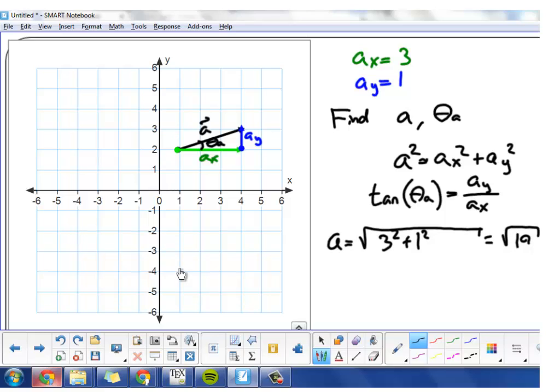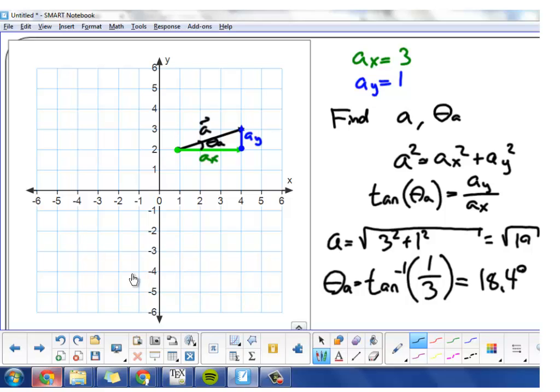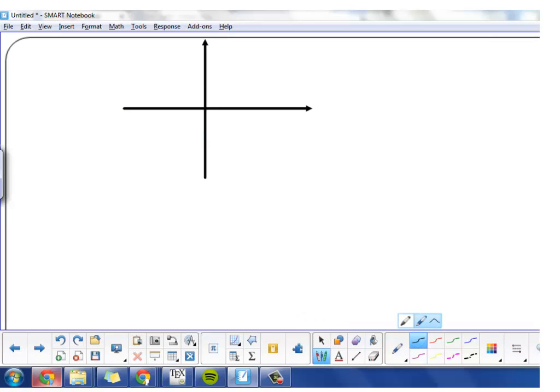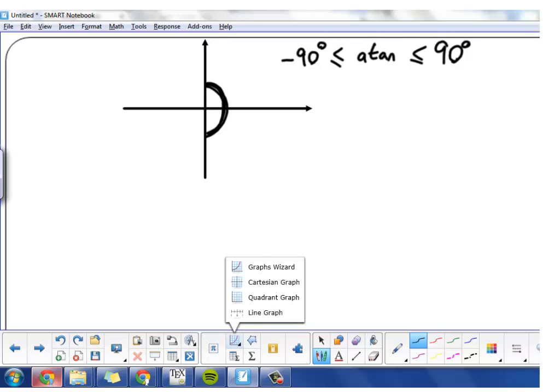To find the angle, we need the arctangent of the ratio of the y component and the x component. In this case, that's equal to the arctangent of 1/3, which our calculator reveals is equal to 18.4 degrees. But watch out! When you take the arctangent, it's always going to give you an answer between negative 90 degrees and 90 degrees, either the fourth quadrant or the first quadrant. Now that answer was in the first quadrant, but not all vectors are going to be.